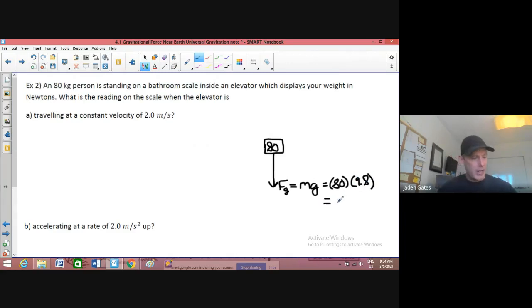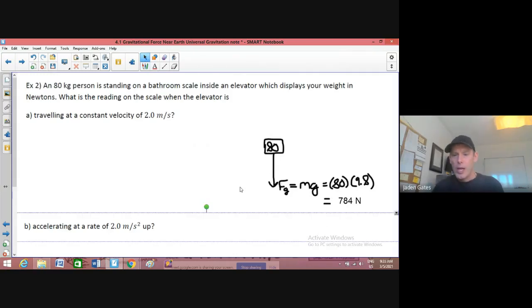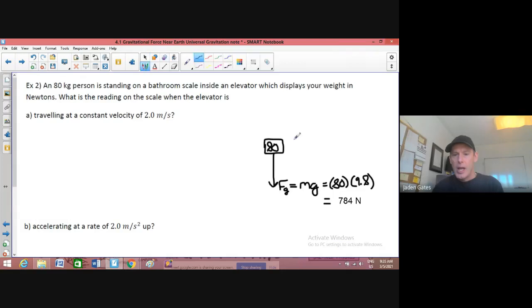And so we take 80 times 9.8, and I get 784 newtons. Now, here's what happens with your bathroom scale. It feels that force, and it applies Newton's third law, where it applies a force equal in magnitude, opposite in direction, which is called our normal force.